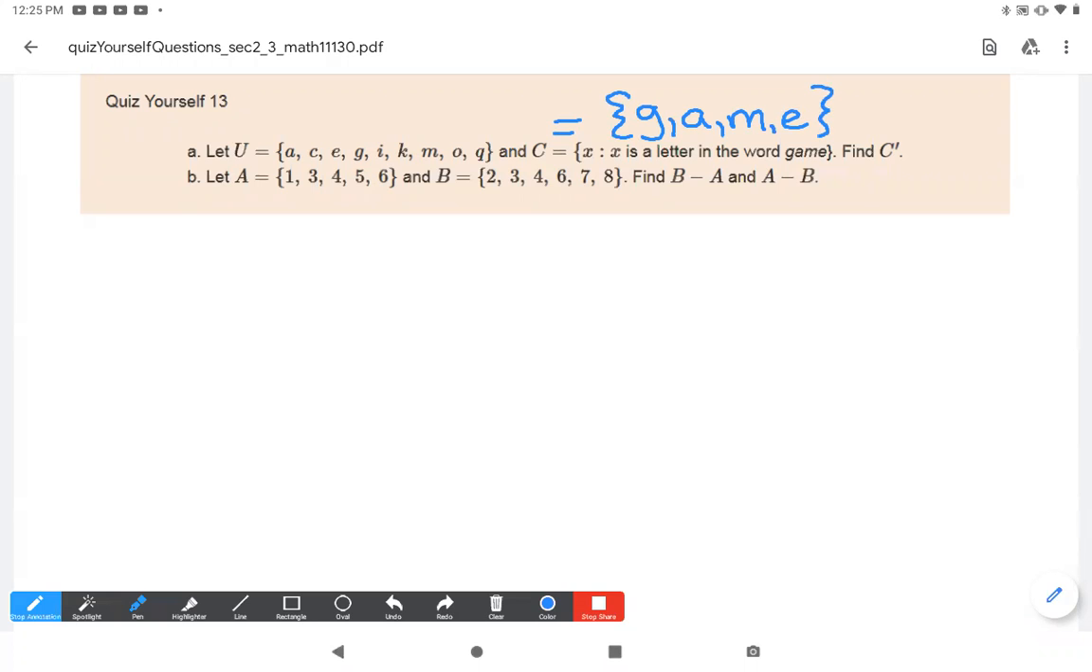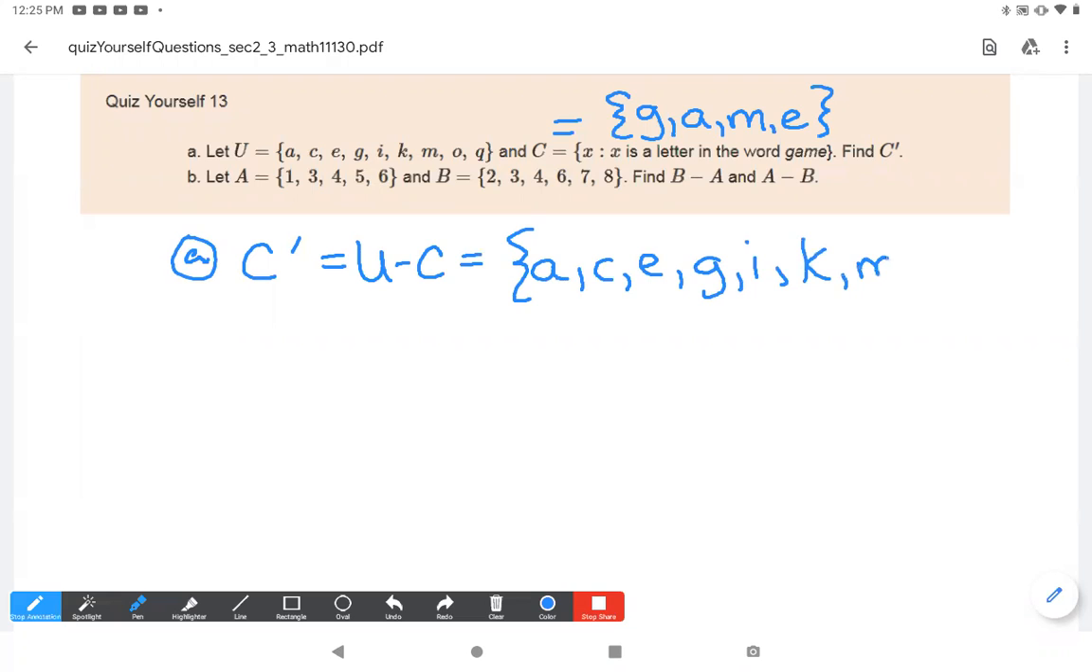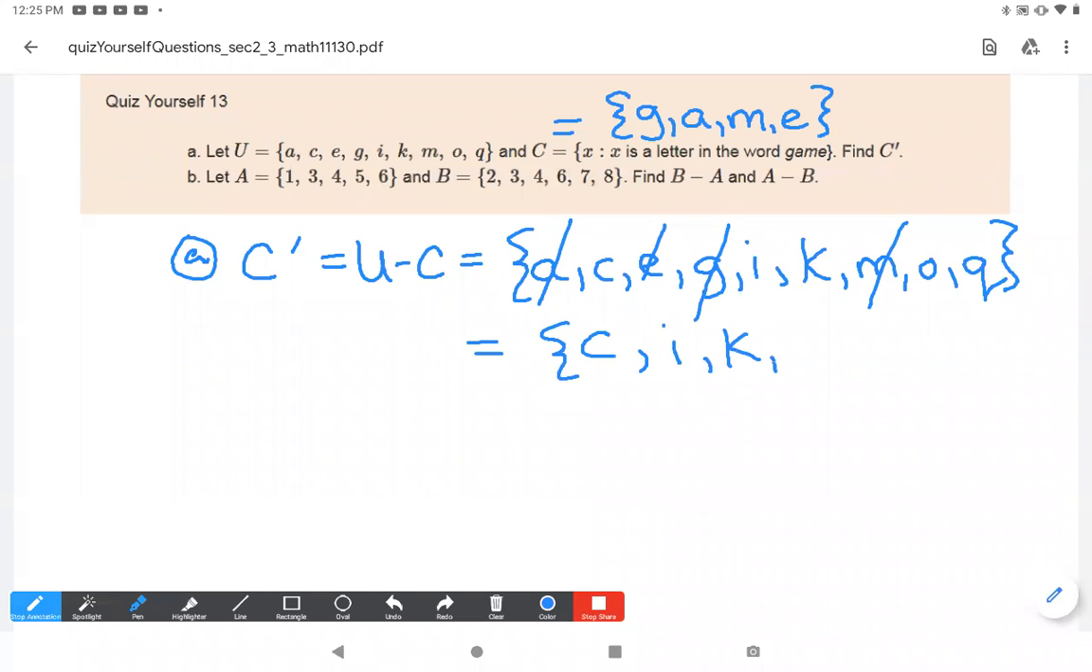And to find C complement, we'll view C complement as U without C. So first we write down the U: A, C, E, G, I, K, M, O, Q, and then we'll cross out any letters that are G, A, M, or E. So C complement is the set C, I, K, O, Q. So the letters in the universe that are not in C.